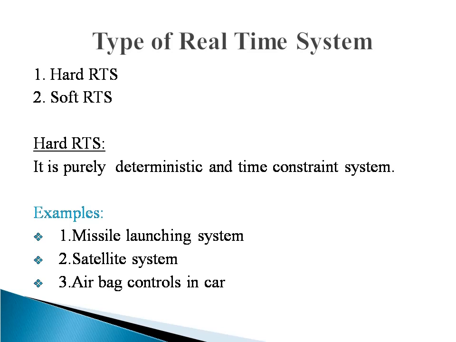Within that, in many cases it has to respond many times. It is purely deterministic, like a missile launching system, satellite system, airbag control system in a car. Everything should respond immediately. Okay, let us see the example of the airbag control system in the car.